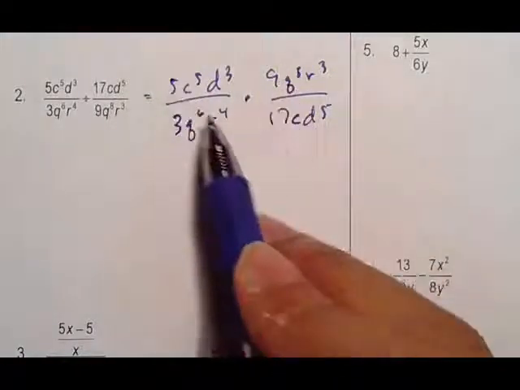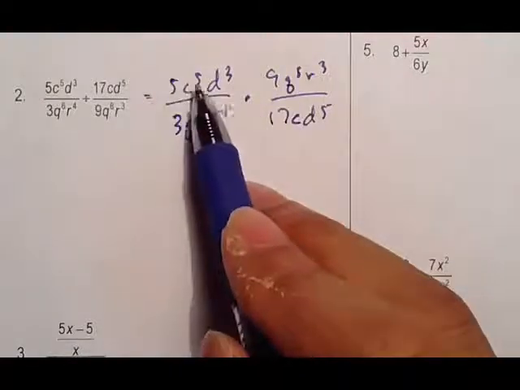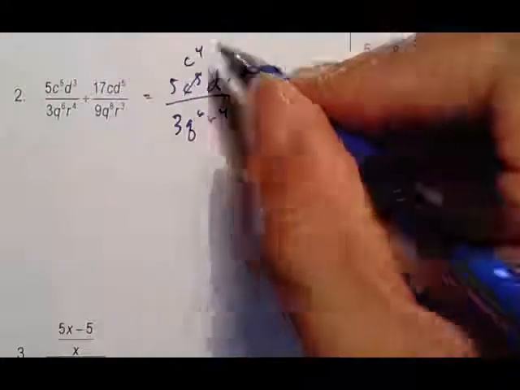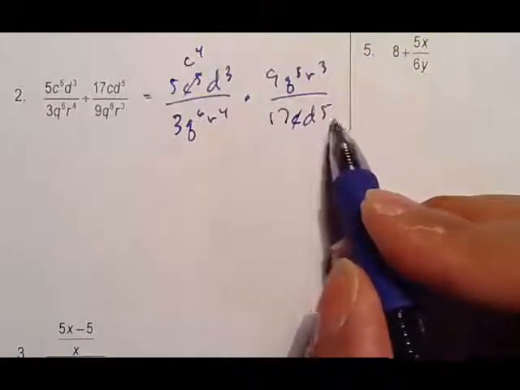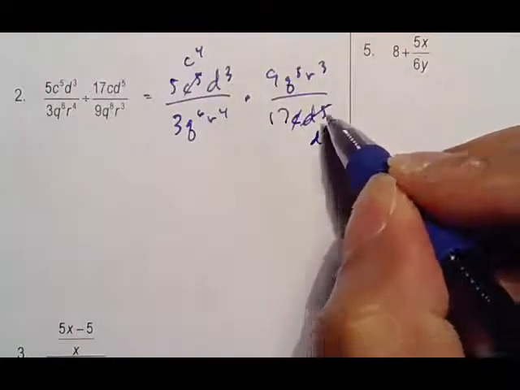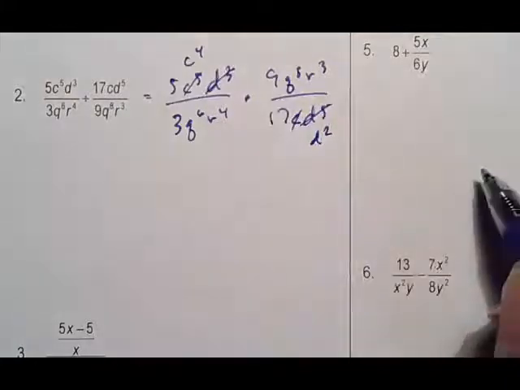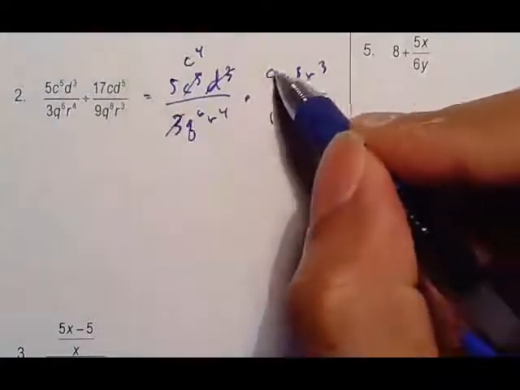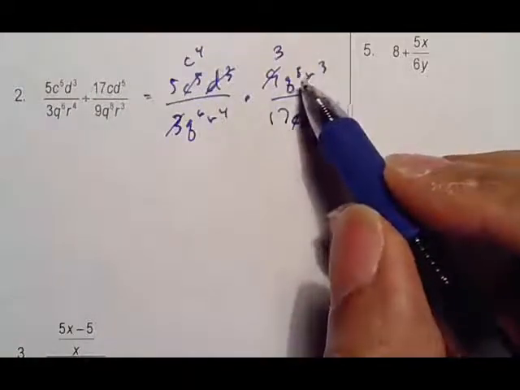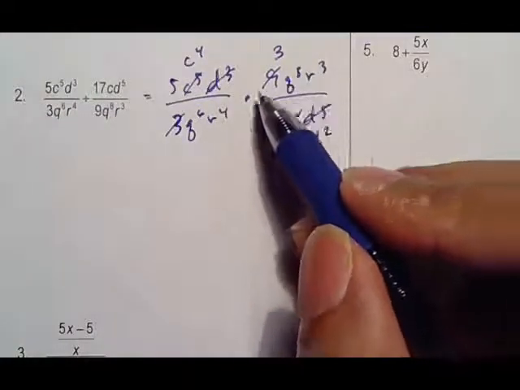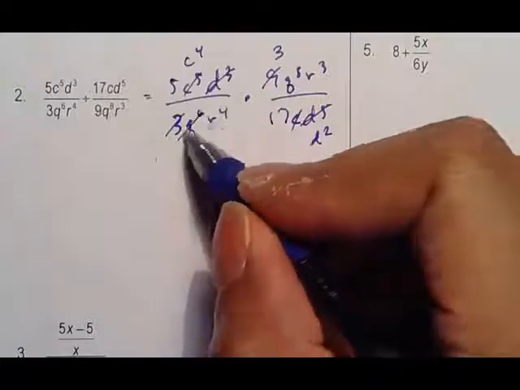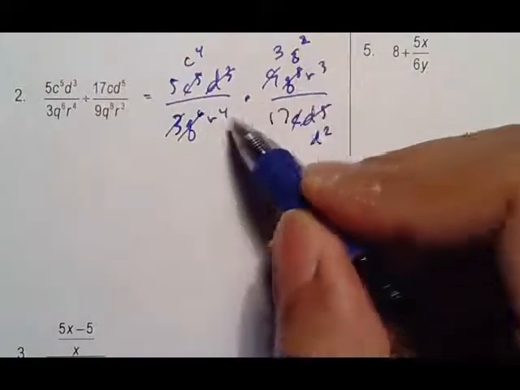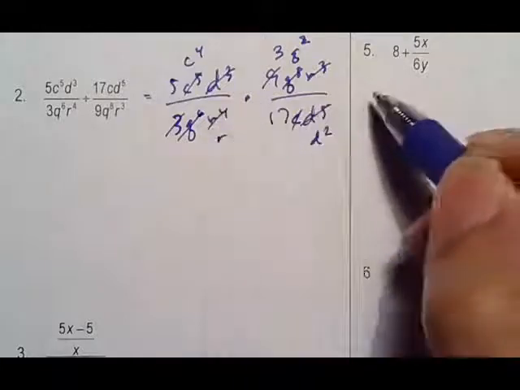5 can't cancel with 17. C, you can cross out a C and leave this as C to the fourth. There's 3 here, 5 there, so we take 3 off, leaving this as D squared, and that goes away. 9 and 3 can both be divided by 3, making this a 3. There are 8 Q's here, 6 Q's here. I had to go back to here because I write so badly, leaving us Q squared. 3 R's, 4 R's, leaving us 1 R down there.